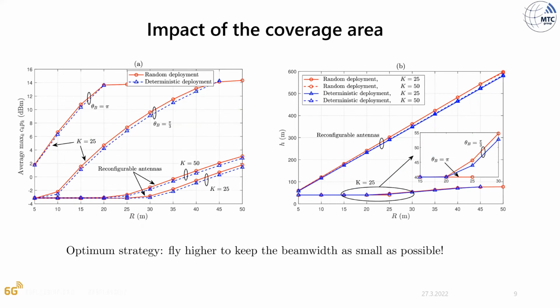So here we have the impact of the coverage area. In addition to the reconfigurable antennas, we're using a scenario where the UAV has a traditional antenna that cannot control the beamwidth. You see that as I increase this beamwidth, the objective gets higher, while using reconfigurable antennas gives better results, even though the height, as you see on the right, is lower when using fixed antennas. The main point here is that the optimal strategy is to fly higher and keep the beamwidth as small as possible. That's a flexibility that the UAV gets by using reconfigurable antennas.